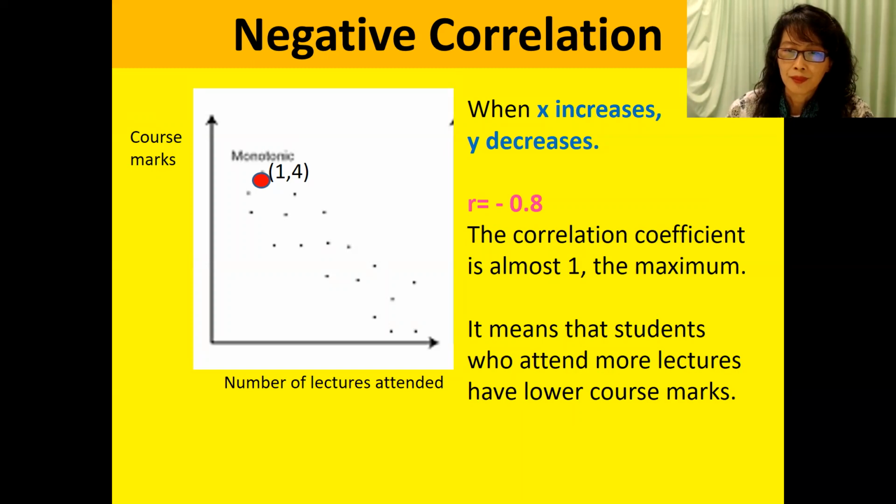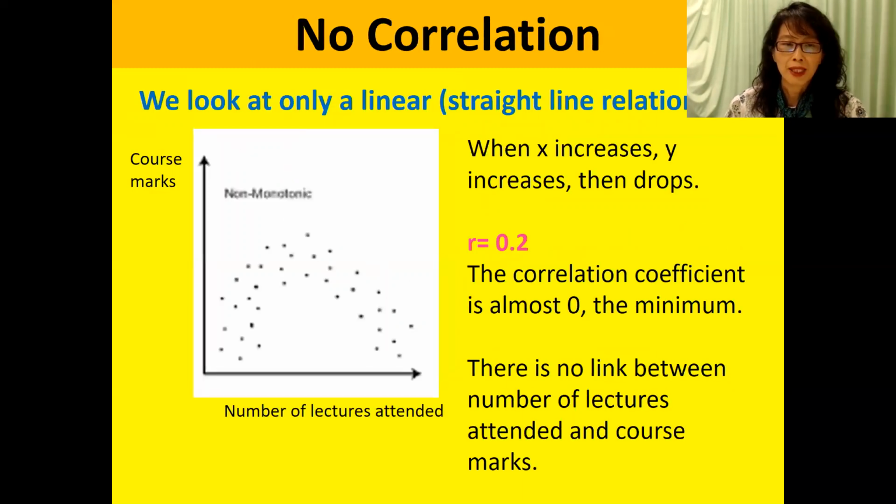And finally, no correlation. What does it look like? You say, yes, I can see some kind of pattern like the mountain or upside down V. Yes, but remember when we run correlational tests, we are running tests to find out whether there is a linear or a straight line relationship. So in this case, it is not a straight line relationship. You see, when X increases, Y increases, and then decreases.